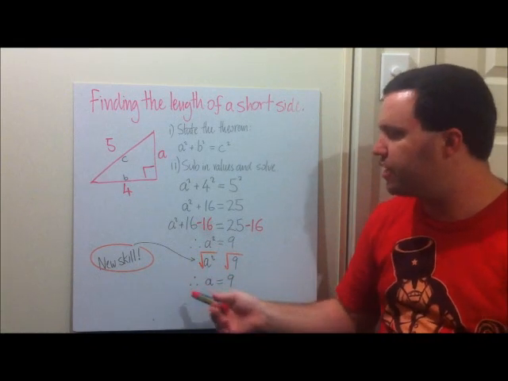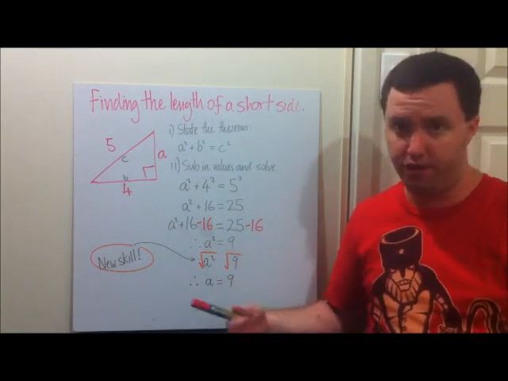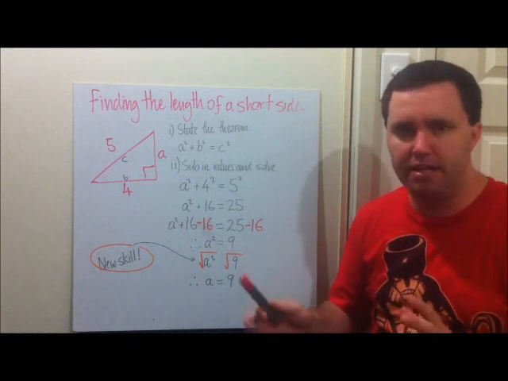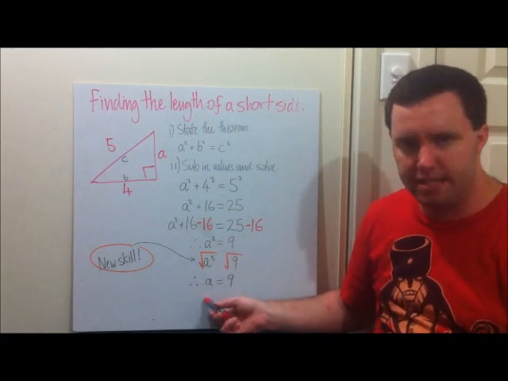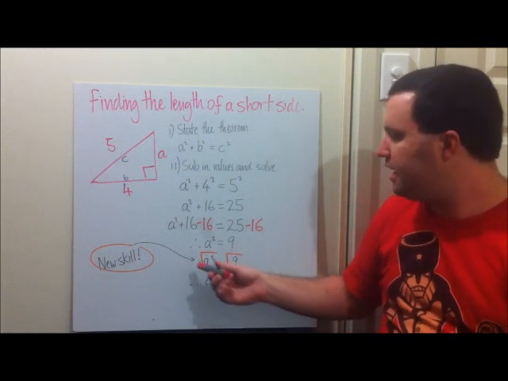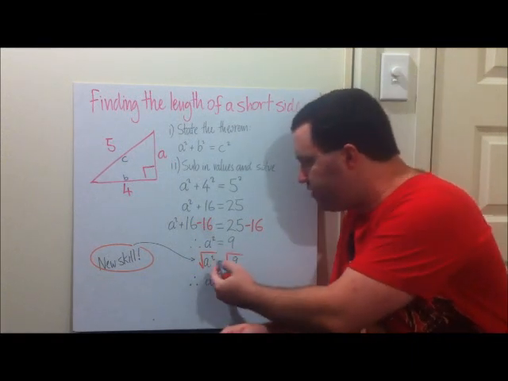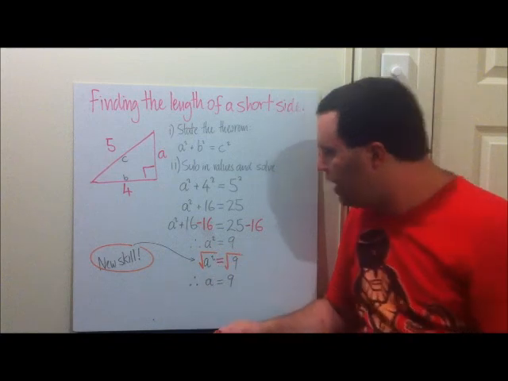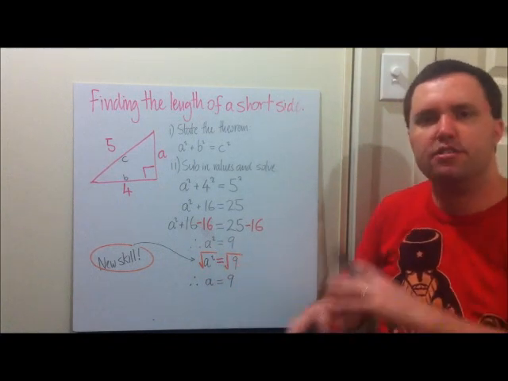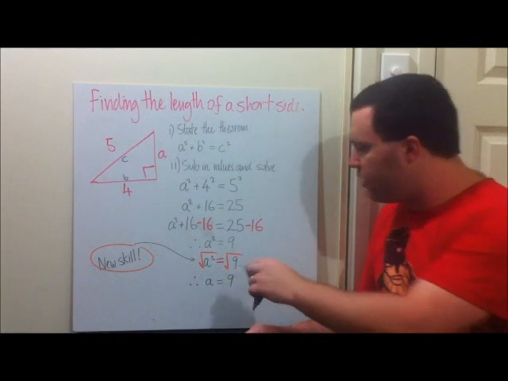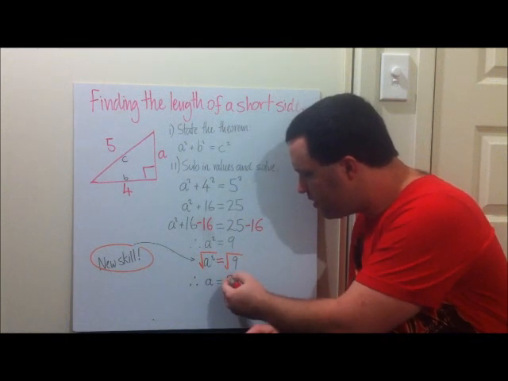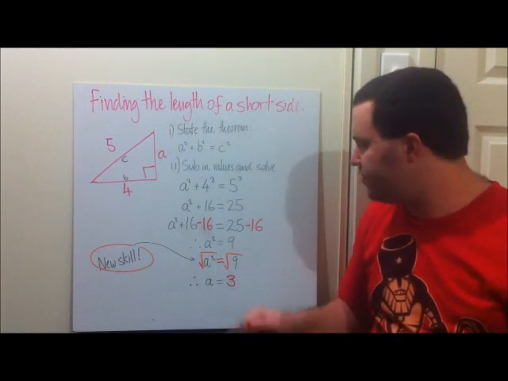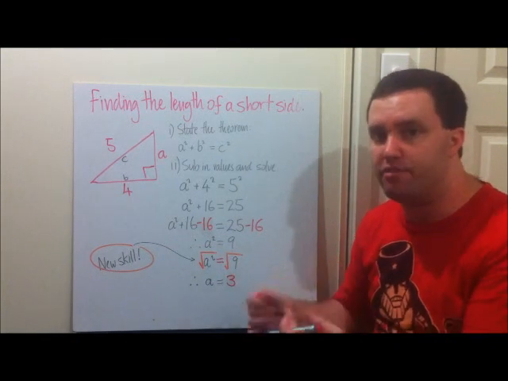Again, here's our new skill coming in. Take the square root of both sides. Because you just want a by itself, not a squared. So the square root of a squared is just a, gets rid of the squared nature. Maybe I'm going to do this crazy thing and put an equal sign in here. Square root of 9. Square root of 9 is just simply not 9, it's 3. So the square root of 9 is 3, so therefore A is 3.